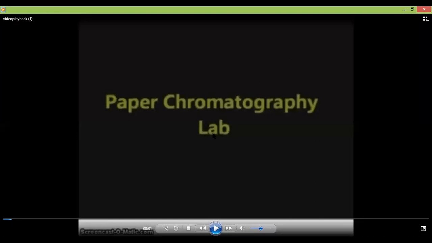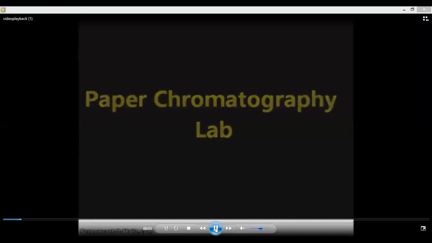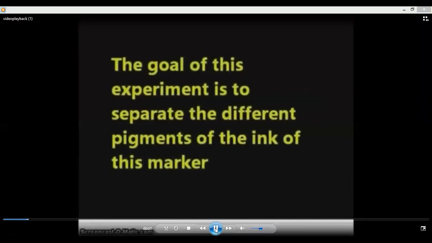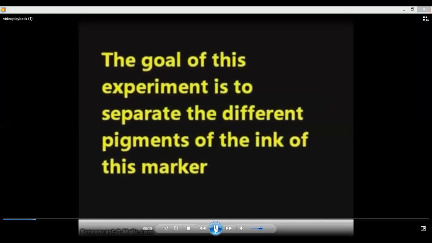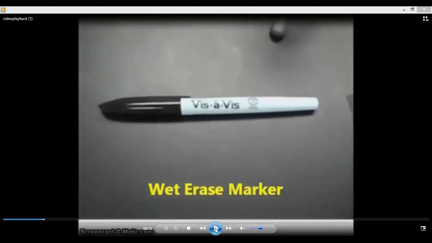Now we're going to observe how to carry out paper chromatography. The goal of this experiment is to separate different pigments of the ink of this marker. This marker has black ink. Do you think that the ink of this marker consists of only black color? The answer is no, it consists of more than one color. The black color of this ink is the combination of different colors, and we can separate those color components by the process of chromatography.